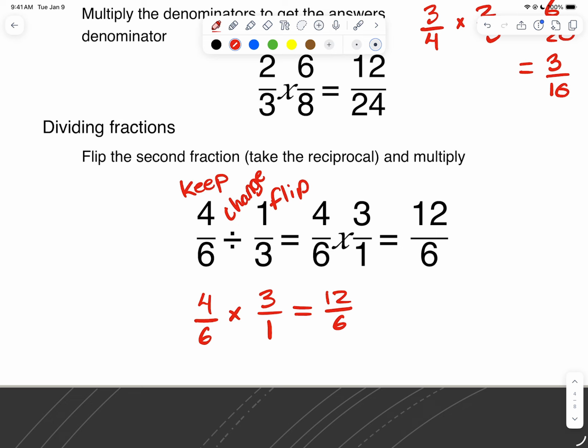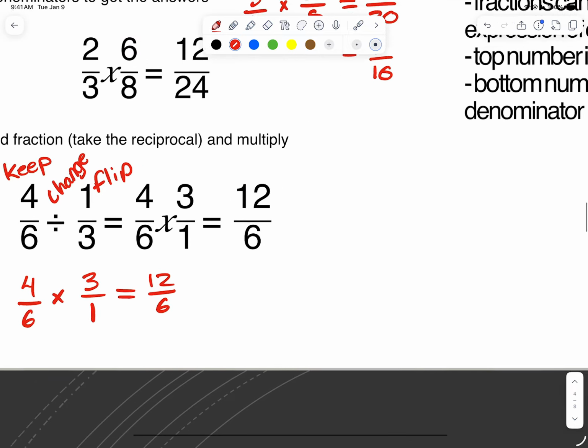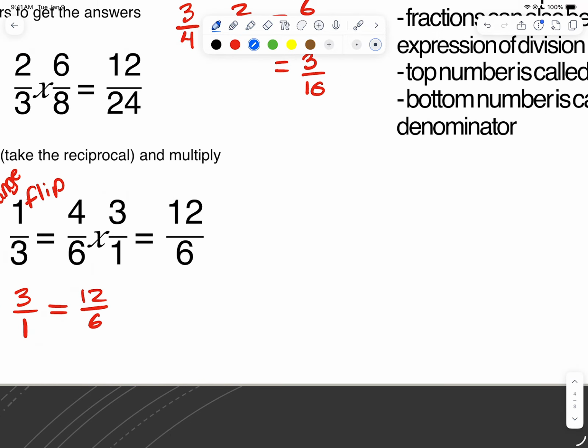Now, let's do another example. Let's do 2/3 divided by 1/4. We keep the 2/3. We change the division to multiplication, and we flip the 1/4 to make it 4/1.